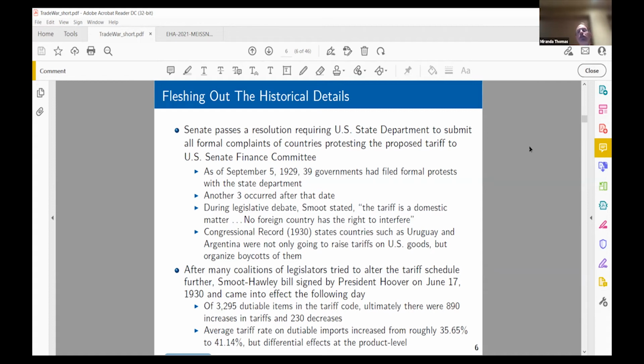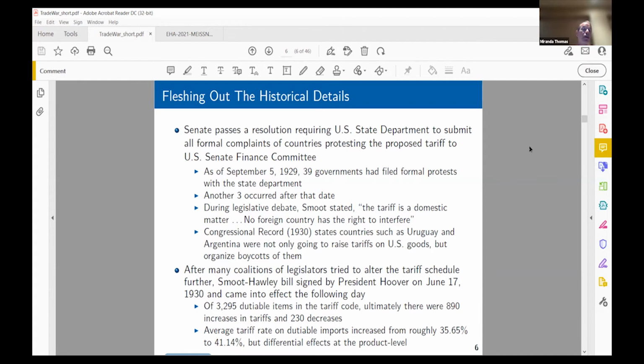But it's the lead up to that that's particularly interesting and relevant for us, in part because the Senate eventually passes a resolution requiring these U.S. State Department reports to be submitted as formal complaints. So you get over 500 pages in a congressional hearing where these country-specific protests are filed by states, specifying why they think they're going to be harmed if Smoot-Hawley passes. And that's what we use to categorize our protesters in this sample.